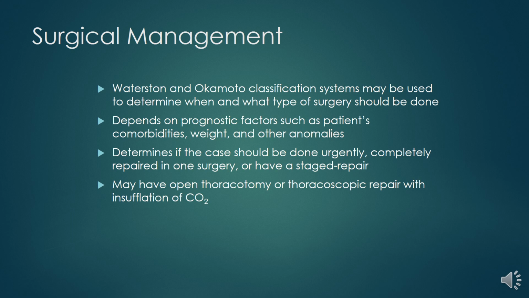The Waterston and Okamoto classification system can be used to determine when and what type of surgery should be done. It depends on prognostic factors such as patient comorbidities, weight, and other anomalies, and determines whether the case should be done urgently, completely repaired in one surgery, or have a staged repair, and may involve open thoracotomy or thoracoscopic repair with insufflation of CO2.